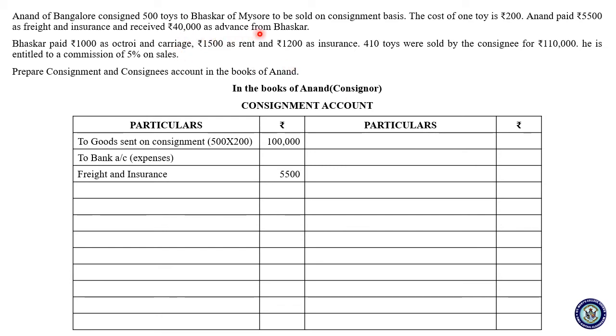Next, 40,000 as an advance from Bhaskar, that you have to record in Bhaskar's account. That is next account, consignee. Bhaskar paid 1,000 for octroi and carriage, 1,500 as a rent, and 1,200 as an insurance. So this is the expenses paid by the consignee. So we cannot write to bank. Why? Because if you write to bank, it means that is expense paid by Anand. But these expenses are incurred by Bhaskar, so you have to write Bhaskar's name here. Okay. To Bhaskar's account, octroi and carriage, rent, insurance. So write the amount in the inner column, sum it up, and take that figure to the outer column.